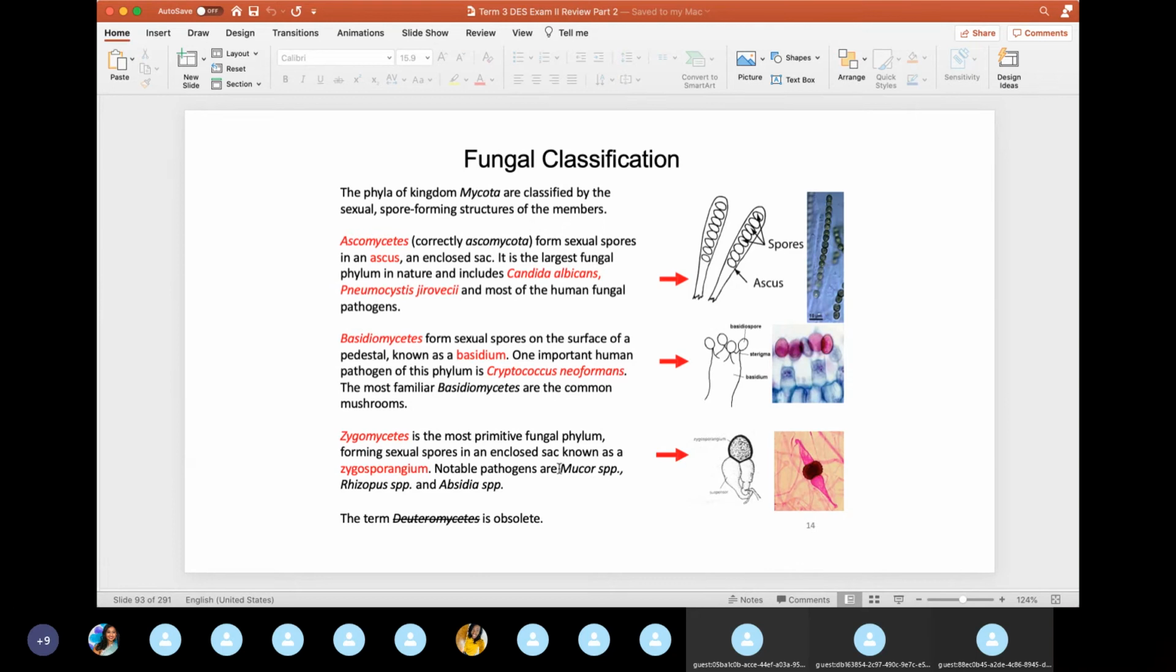Okay, for the Mucor and Rhizopus, think most common cause of fungal infection in diabetic patients, especially type 1. They have diabetic ketoacidosis. Okay, DKA. When in the vignette it says DKA, right? And they're having fungal infection, the most common cause is Mucor, the Zygomycota, your Mucor and your Rhizopus.